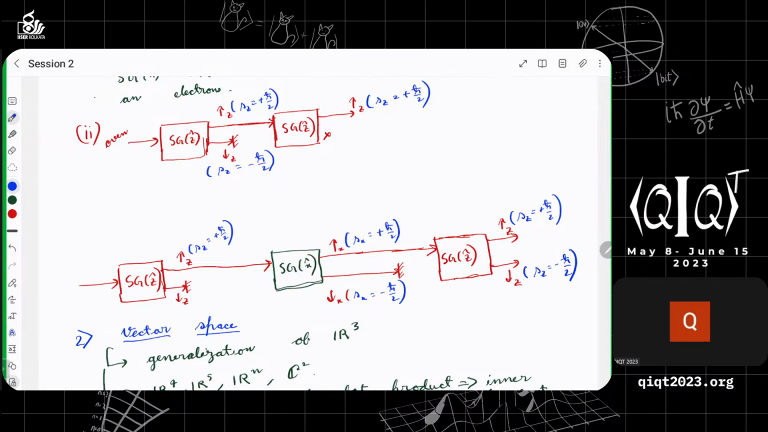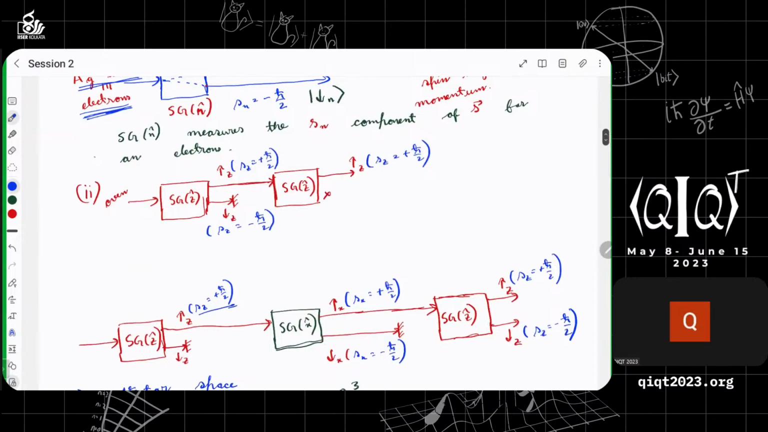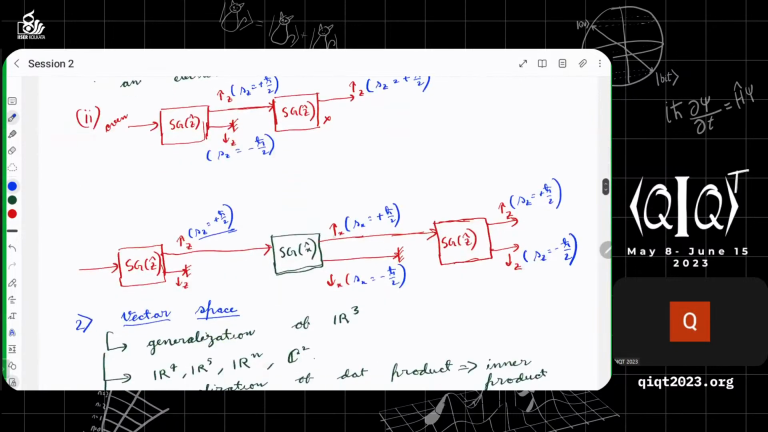This was a little bit counterintuitive, because what we would expect is that since we are sending in only the up Z particles, no matter what we measure, even if we measure the projection along the X hat direction, as I said, SGn measures the Sn component. So even if we measured the Sx component, the Sz component should not have changed. And so we should have got only up Z at the output of the third Stern-Gerlach apparatus, but we find that that is not the case. We find both the outputs.